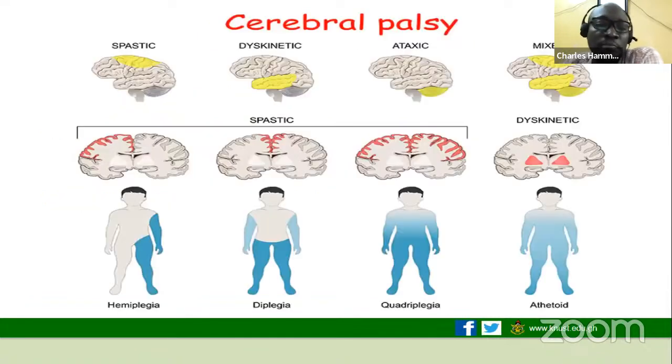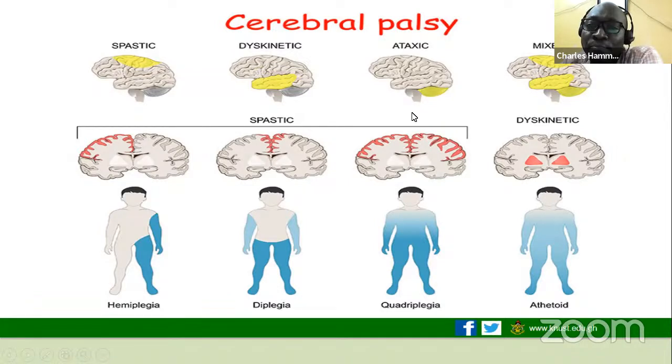So this is a diagram that is just summarizing all that I've said in the past 20 or so minutes. The spastic cerebral palsy, the injury is to the cortex. The dyskinetic cerebral palsy, the injury is to the basal ganglia. The ataxic cerebral palsy, that has the injury to the cerebellum. And the mixed cerebral palsy may have multiple areas affected.